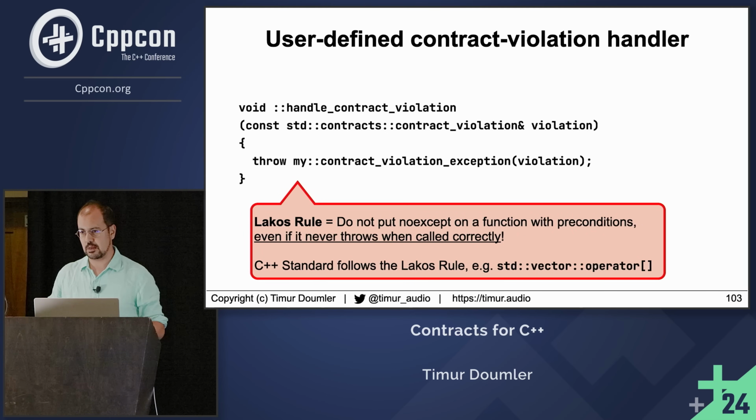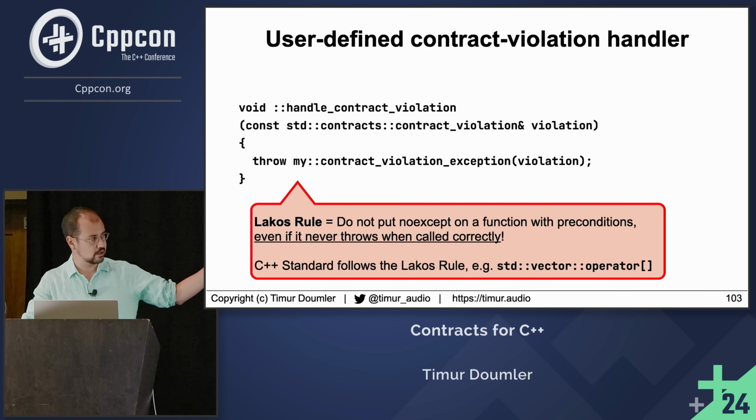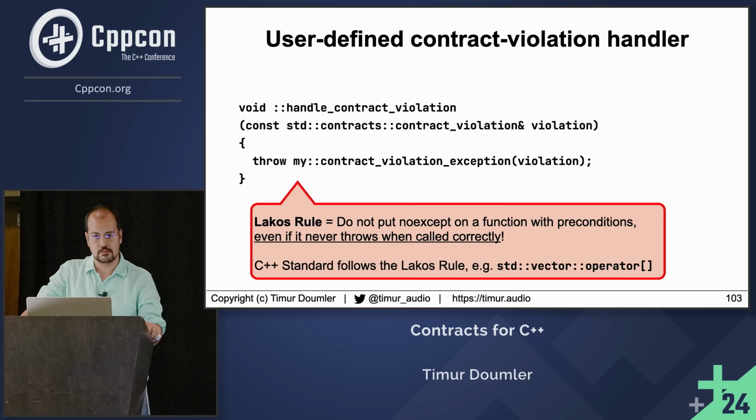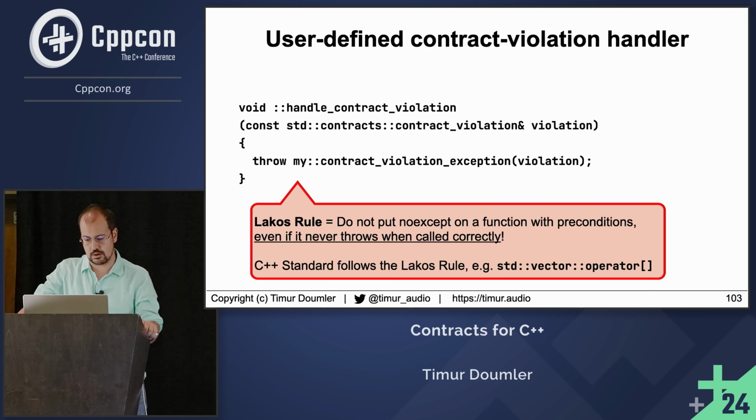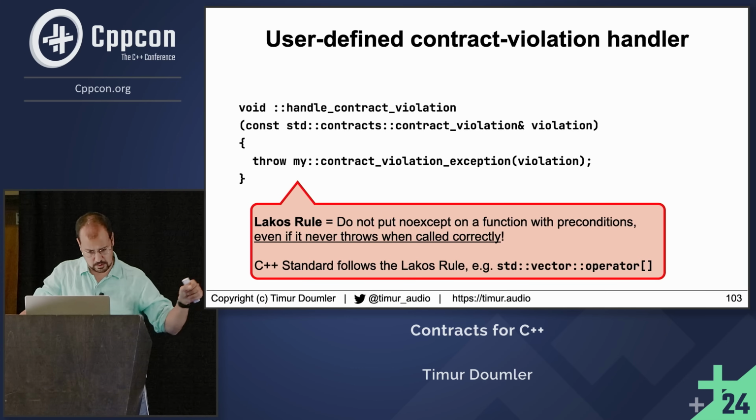But it might throw an exception if you call it incorrectly, and that's why you don't put noexcept on it. And that's why, for example, the vector operator square bracket doesn't have noexcept on it, even though it's not going to throw an exception if everything's okay, right? So if you want to use this feature, you need to follow this rule.